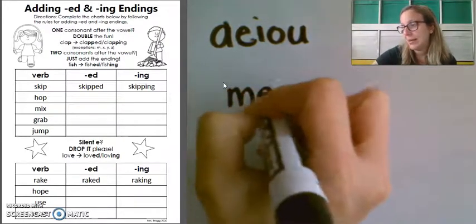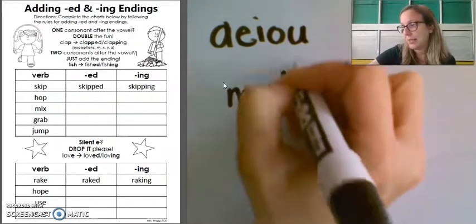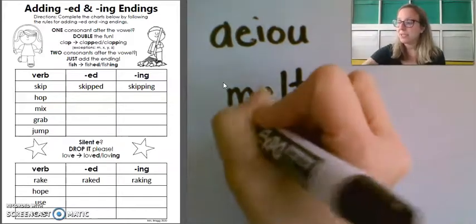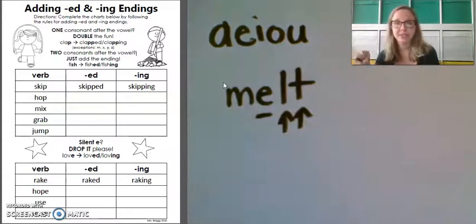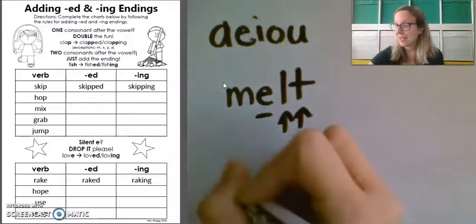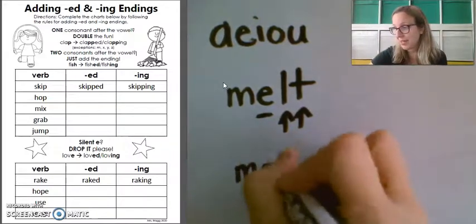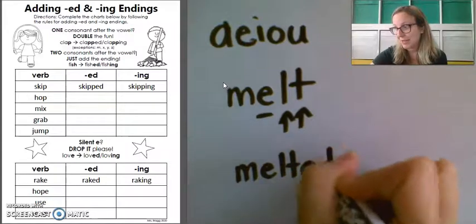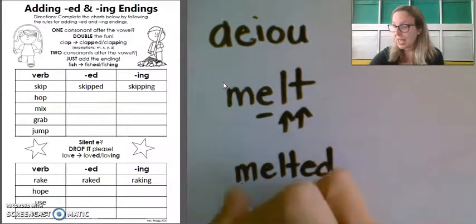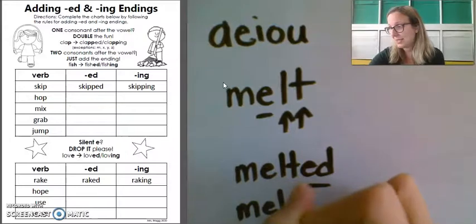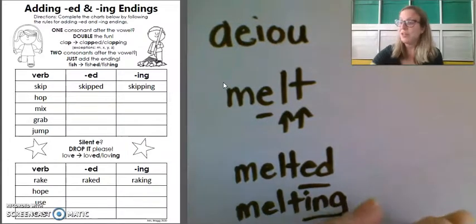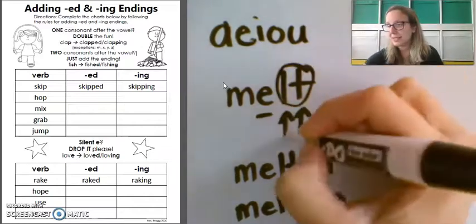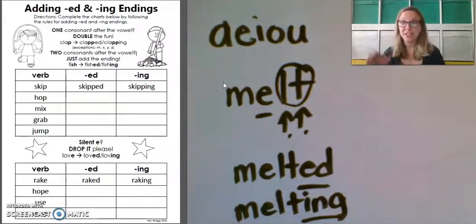Okay, I had some ice cream and I didn't want it to melt. So here's my vowel, and I have 1, 2 consonants after the vowel. So I just add the ending. M-E-L-T-E-D, my ice cream melted. M-E-L-T-I-N-G. Oh no, my ice cream's melting. So if I have 2 consonants, 1, 2 after the vowel, I just add the ending.